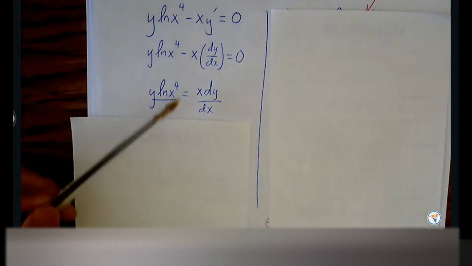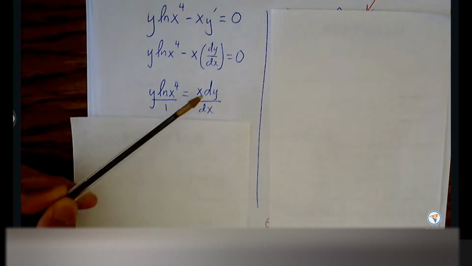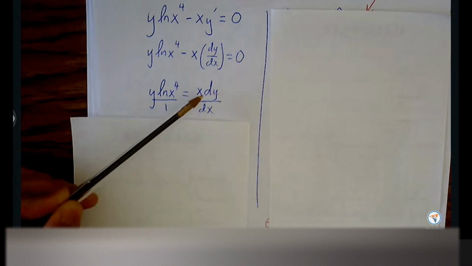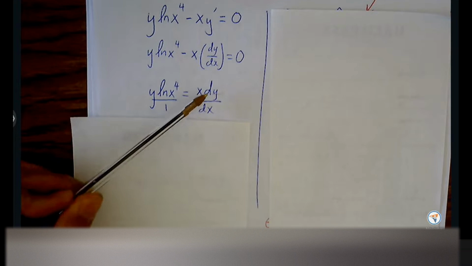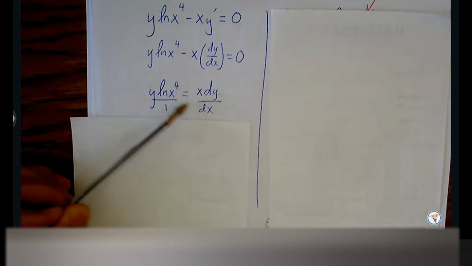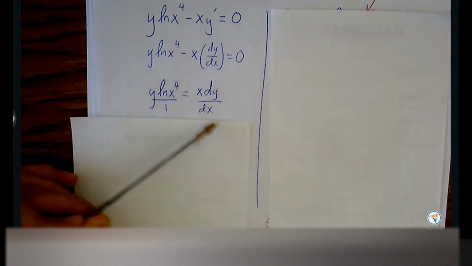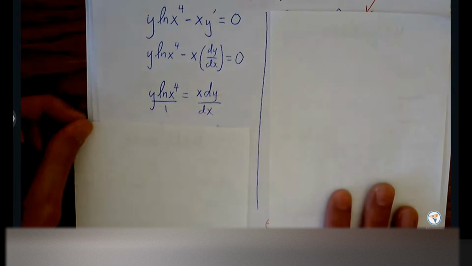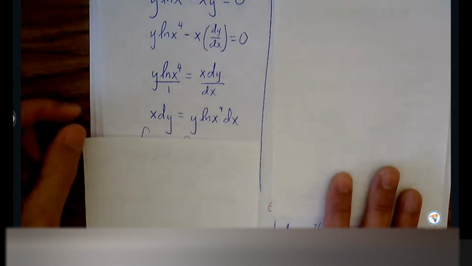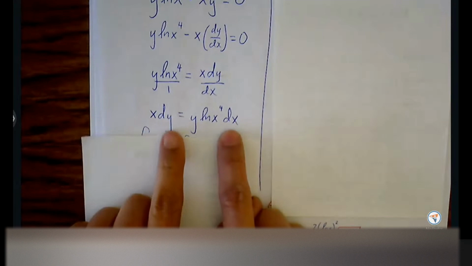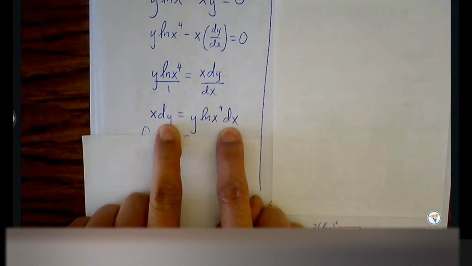Okay, cross multiply, but as I cross multiply, I'm going to target my dy first. So whatever has a dy is going to be on the left side. So I'll do x dy first, and then the other side being the y natural log x to the 4th dx. Okay. But that's my initial goal. I want that dy and dx to be in the right positions.